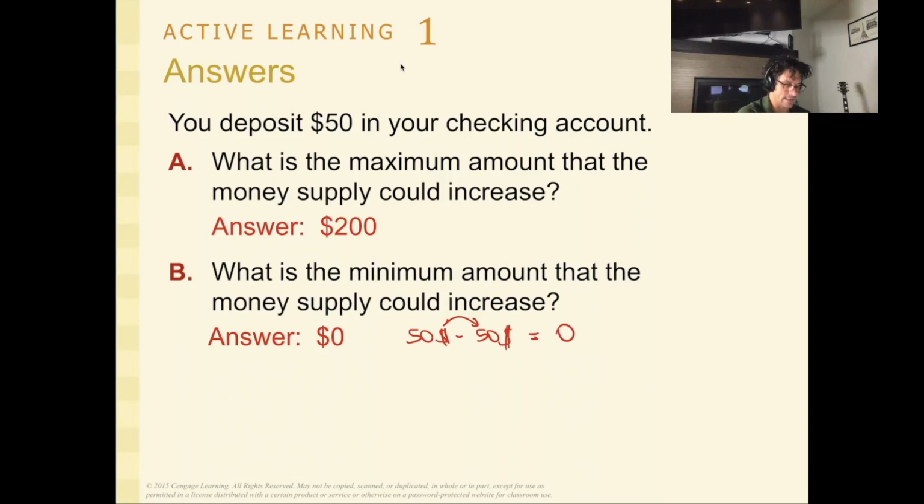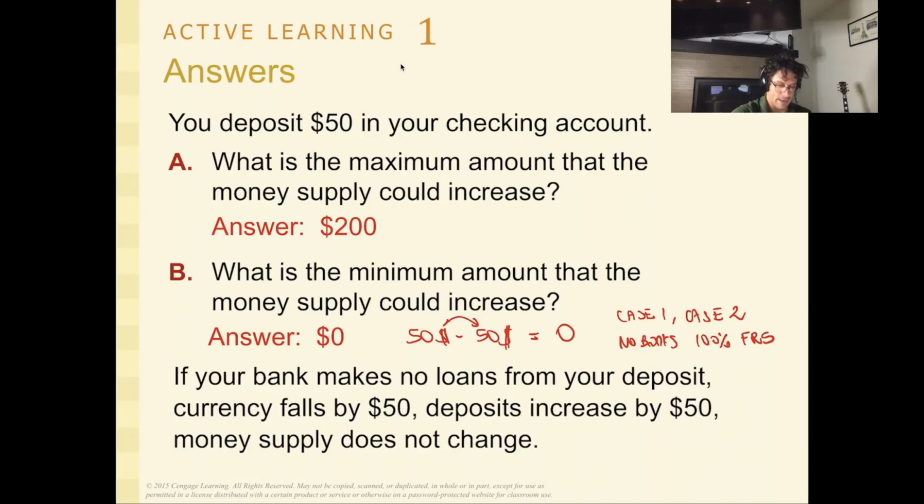Okay, this coincides with case 1 and case 2, which is a 100% fractional reserve system, or case 1 in the case of no banks. In this case, the money supply is equal to the amount of cash in the economy. Okay? So if your bank makes no loans, 100% fractional reserve system, then the currency falls by 50, the deposit increases by 50, the money supply does not change.